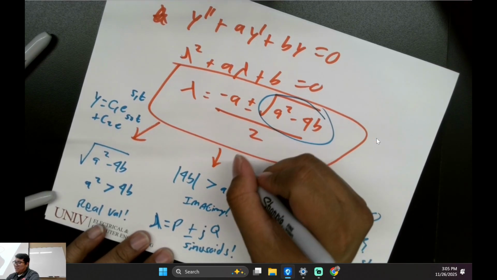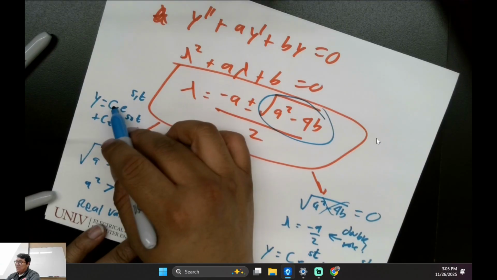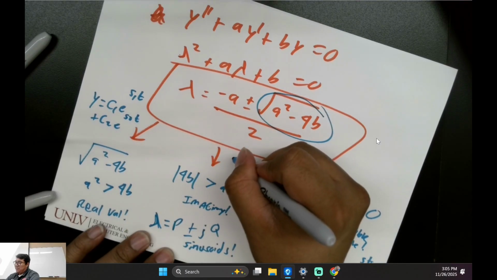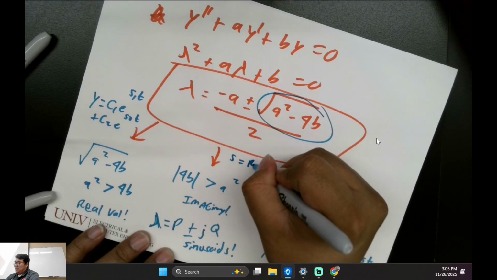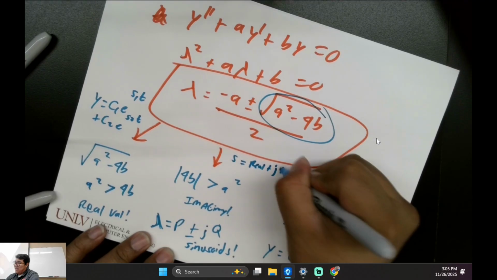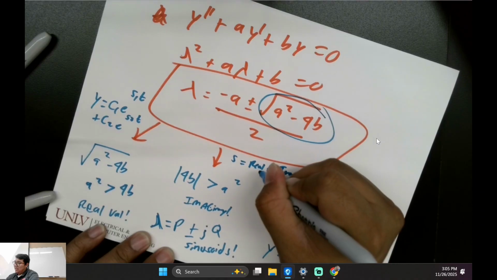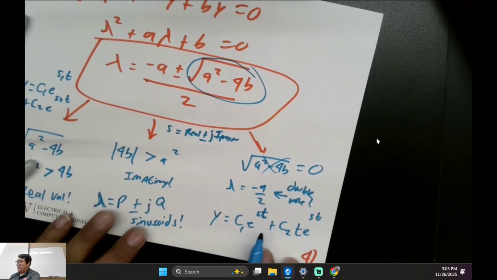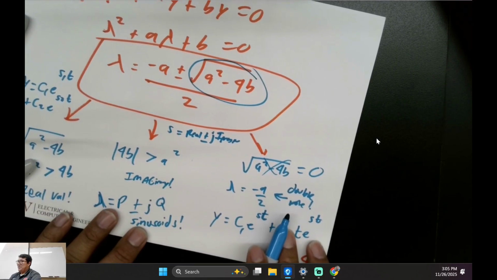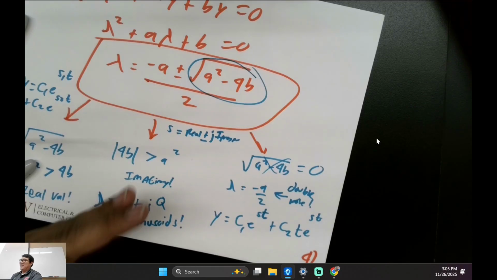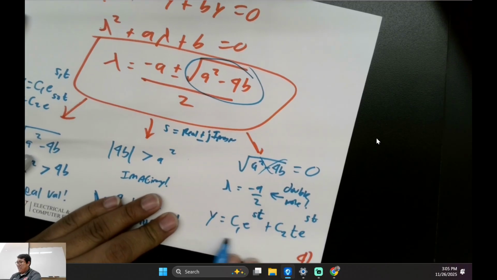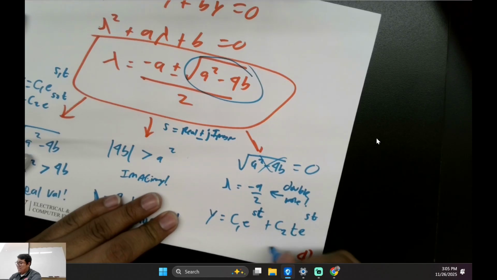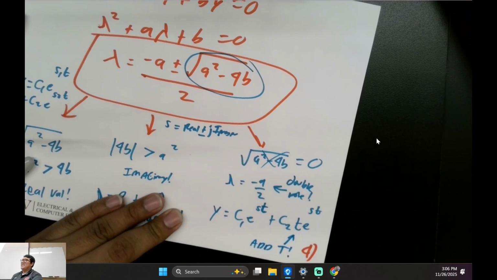So you're going to get to the point where you get the same thing right here, but your s's are going to be real plus j imagined. And it's going to be plus and minus, okay? Conjugate poles. And then this right here, well, you have a double pole. You have two poles that just exist, and you can do this, but you need to add a t. Add t, okay? Is that good with everybody?